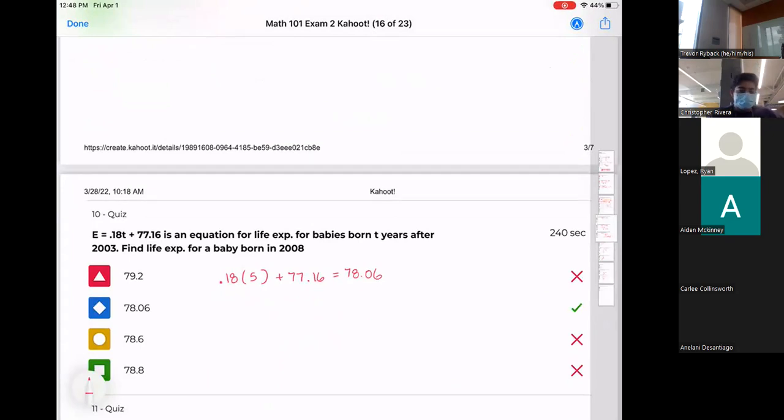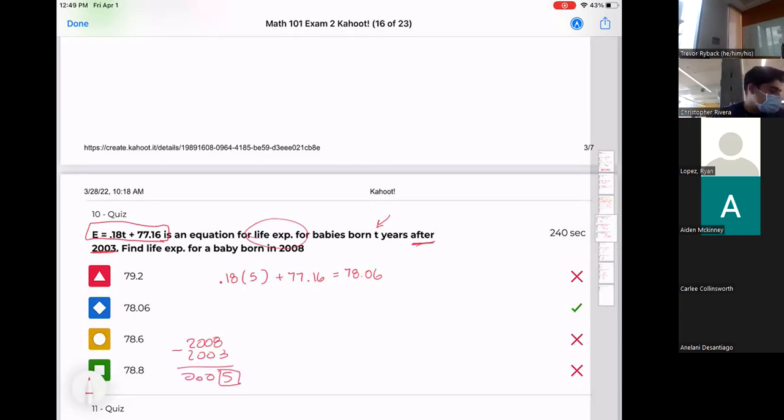Okay, so for this one, essentially it gives us this equation right here, right? That's the equation for life expectancy. And it's saying babies born T years after 2003, find the life expectancy for a baby born in 2008. So we know that 2008 was 5 years after 2003.